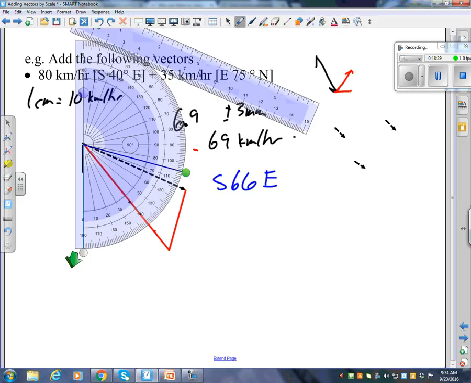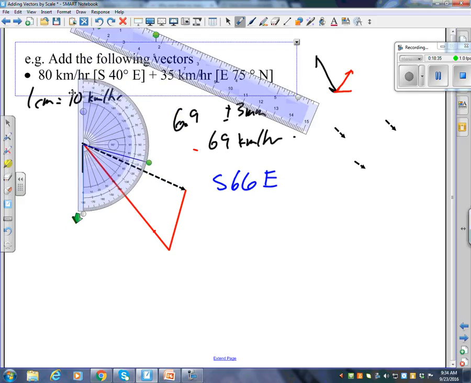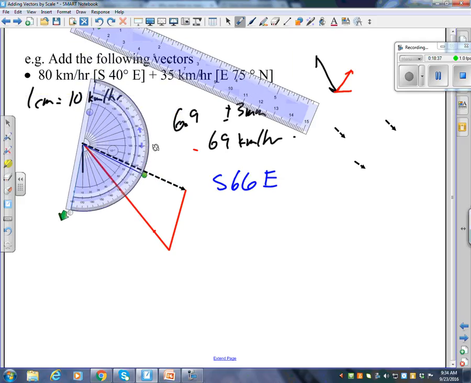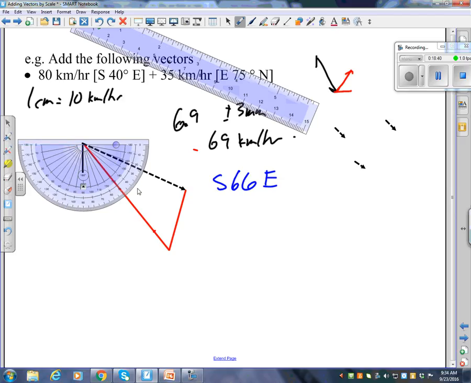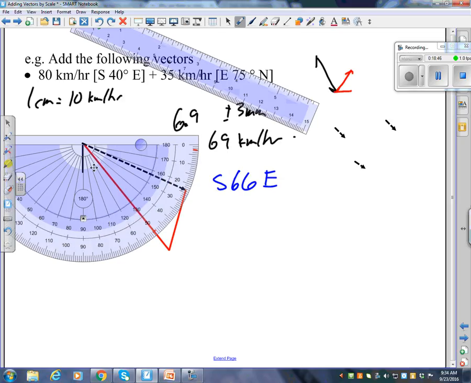Now, what if you measured this way? Is that okay? Yes, it's perfectly fine. As long as there's 90s here at 0, and then this is east. So this is going to be east, 10, 20, 24. East, 24 south. Are these the same? Yes, they are equivalent. Both are correct.